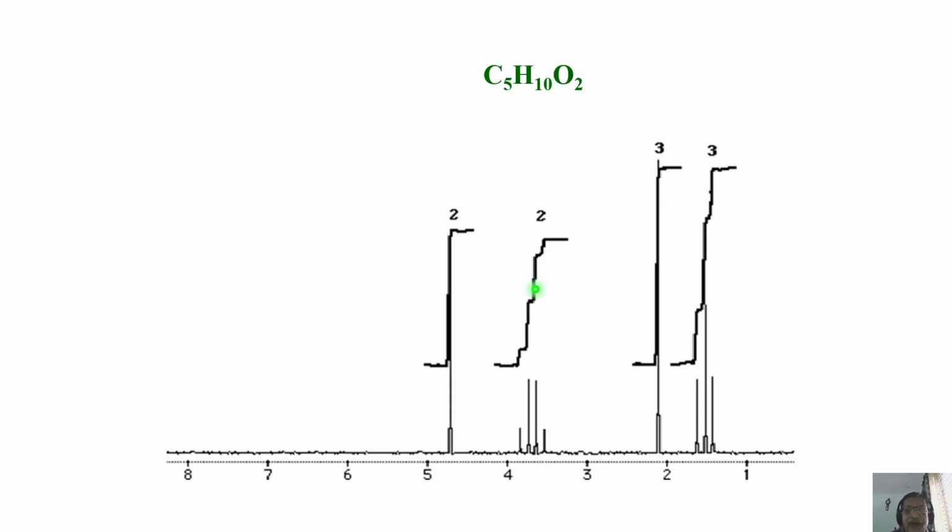Now I am giving you the molecular formula. It is C5H10O2. And the spectrum is very simple. Look at the spectrum: there is one single peak of intensity 3, one multiplet with intensity 3, one multiplet with intensity 2, and one singlet with intensity 2. Now, we have to generate the molecular structure for this. You have to get a structure and then make the assignment of the peaks.